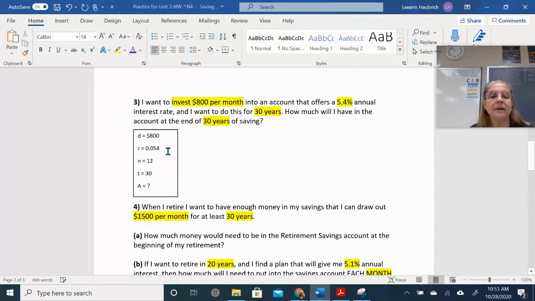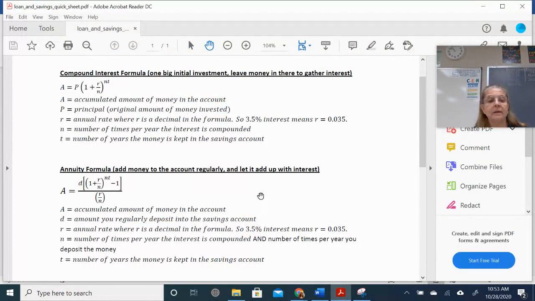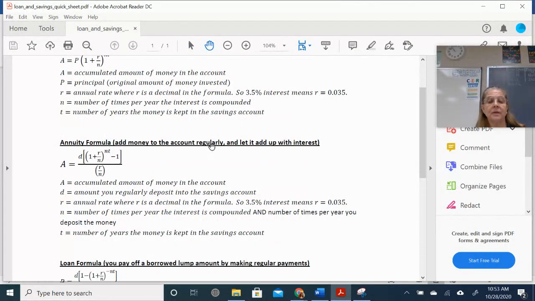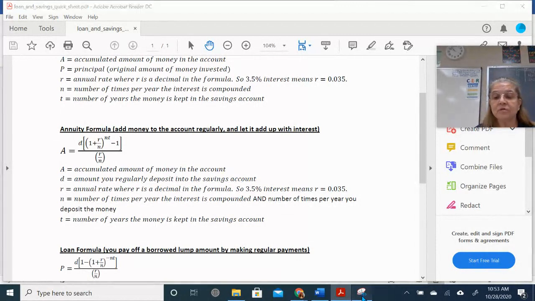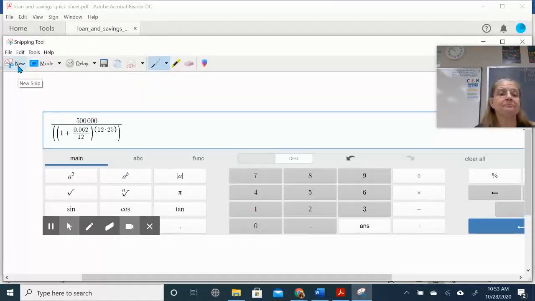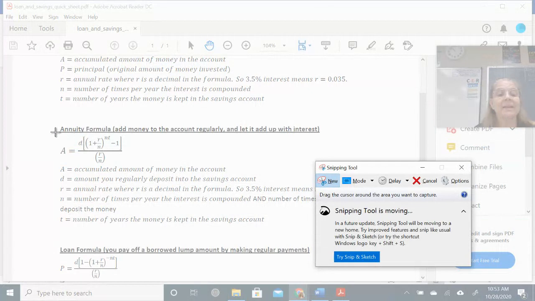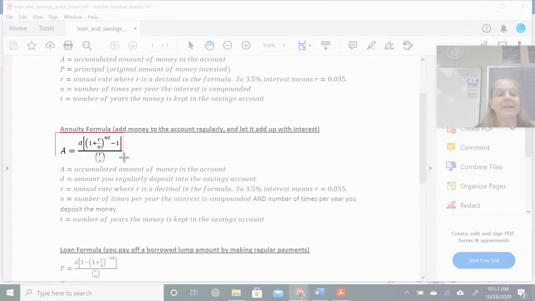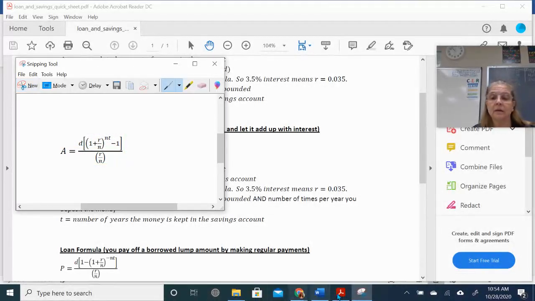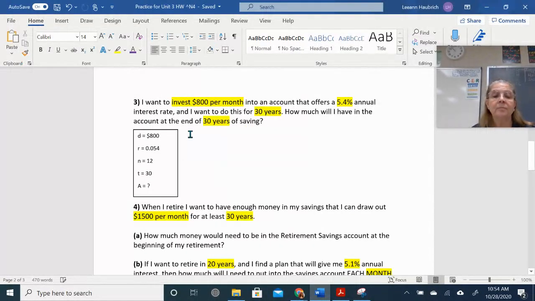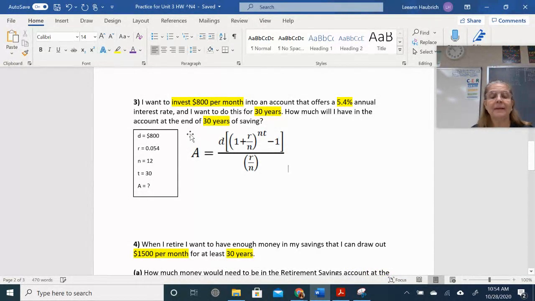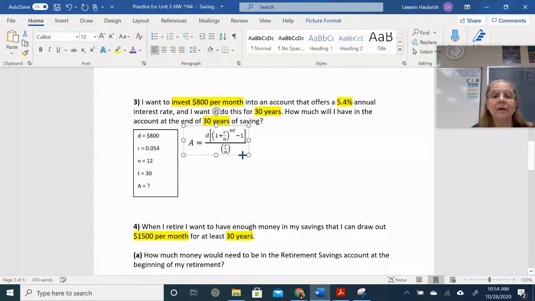So I need to find the formula that has all of these pieces in it. So I'm going to go back to the formula sheet, find the one that has those variables, which is the annuity formula. And I'm just going to screenshot it rather than type it. I could just type it again. It would be probably just as easy. But I'm just going to screenshot, bring it over, bring it to the top here, Control V. This is the formula that I now have to figure out how am I going to fill this in.